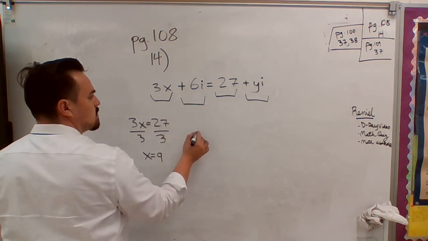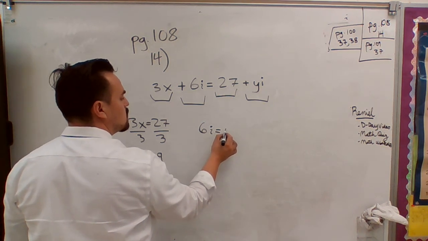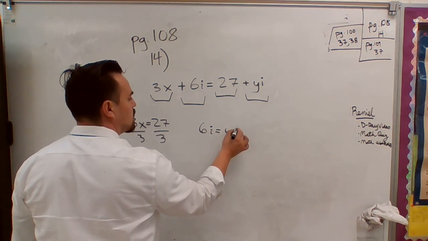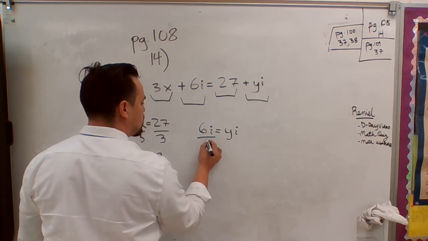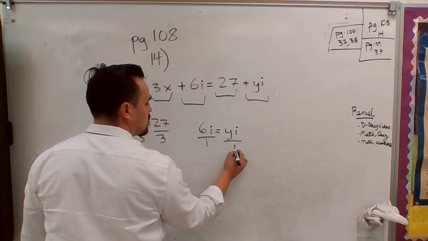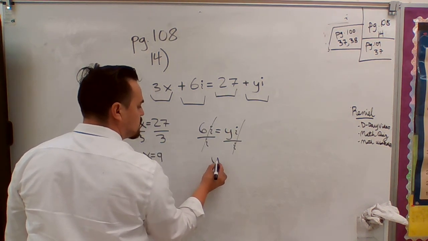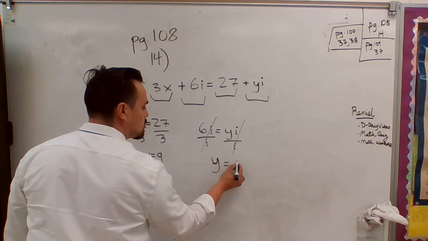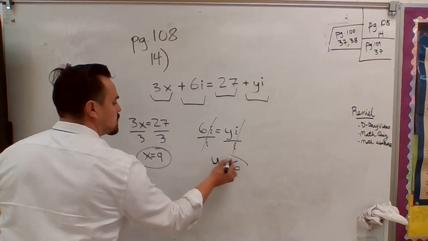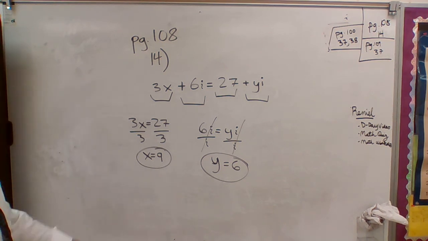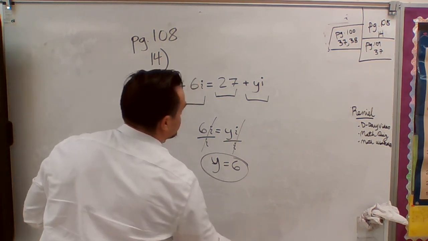And 6i has to equal yi. Divide both sides by i. y is equal to 6. So that is the solution to make this work. That's page 108, number 14.